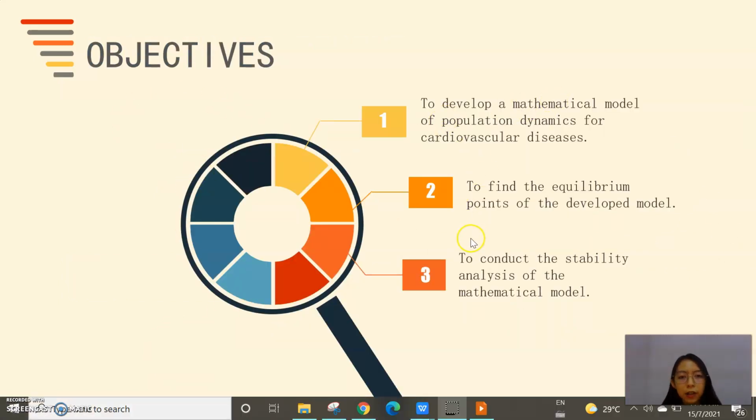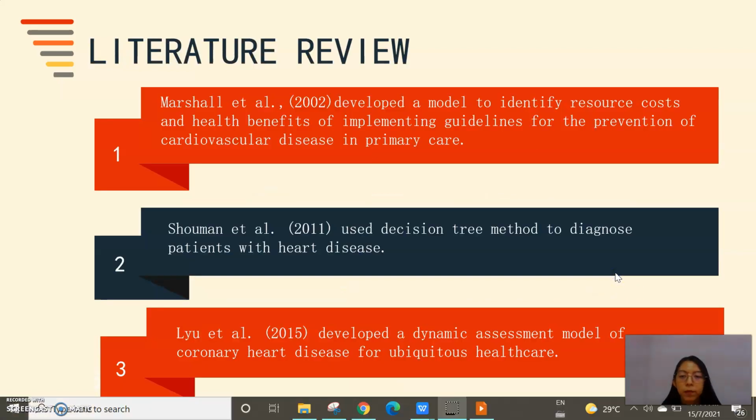There are three objectives in my study. The first one is to develop a mathematical model of population dynamics for cardiovascular disease. The second one is to find the equilibrium points of the developed model. And the third one is to conduct the stability analysis of the mathematical model.